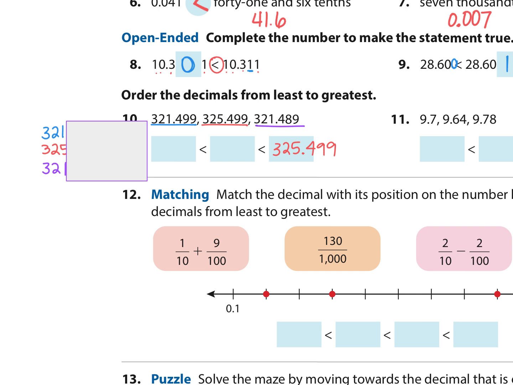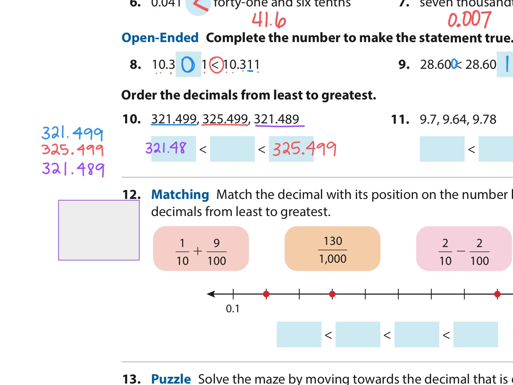Okay, if I keep going, I'm now comparing my tenths digits. Now I'm only looking at the blue and the purple at this point because I've already identified that the red number is the biggest. So based on the tenths digit, can I tell if the blue or the purple's smaller? What about the hundredths place? Which one's smaller? Yep, the purple number is smaller. So I'm going to list that one first. So 321 and 489 thousandths is less than 321 and 499 thousandths, which is less than 325 and 499 thousandths.